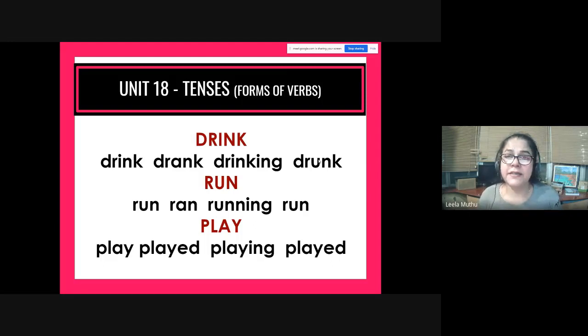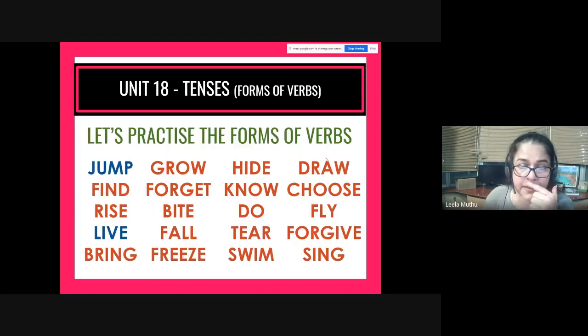Drink, drank, drinking, drunk. Run, ran, running, run. It's the same as the present. The simple past and the past participle are the same in this case. Play, played, playing, played. Again, the did and the done are the same. Sorry, run, ran, running, run. So run is the same as the simple present in this case.